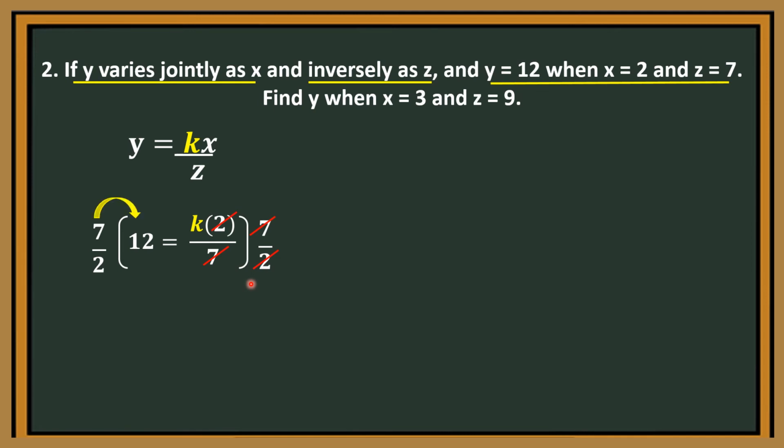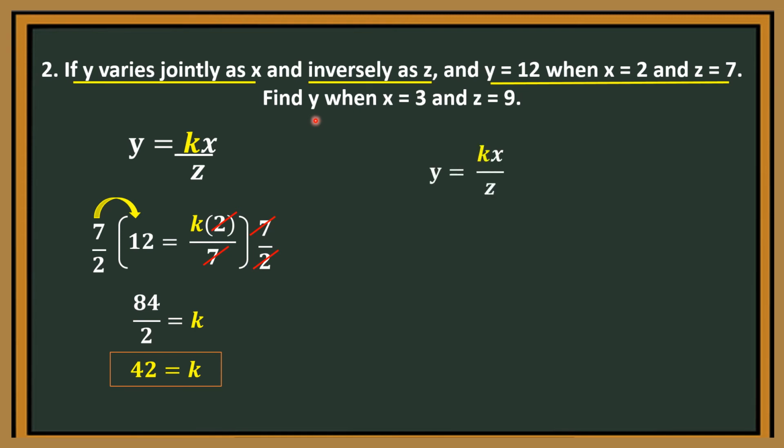Then what remains on the right side is k. Then on the left side, we're going to multiply 7 over 2 and 12. So that is 84 over 2. Simplify 84 over 2, or 84 divided by 2. That is 42. This is now the constant. So since we now have the constant, we can solve for the value of y.